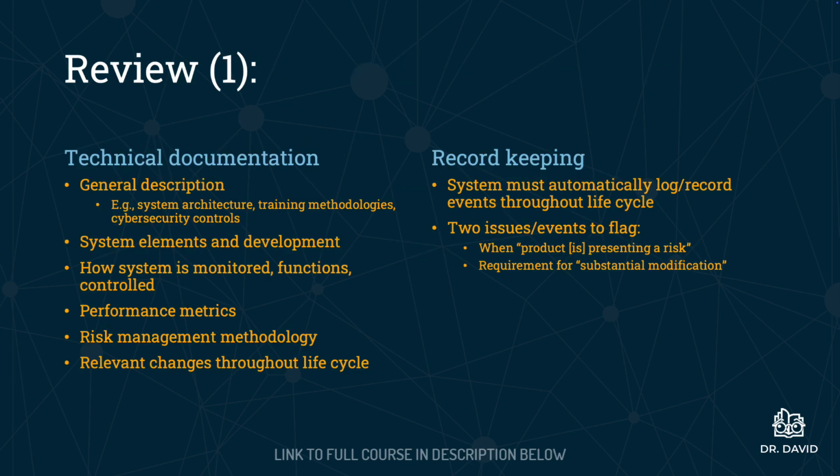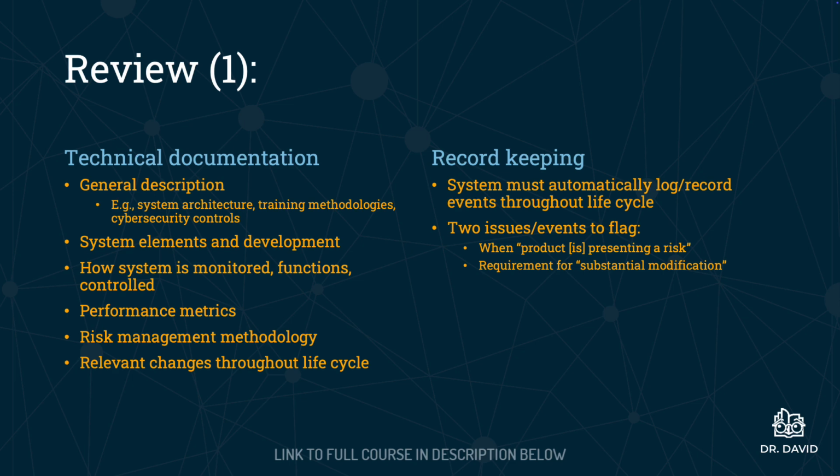In this lecture, we went over Articles 11 and 12 of the EU AI Act. Article 11 concerns technical documentation, and this documentation should provide a general description of the system elements and development, how the system is monitored, how it functions and is controlled, the system's performance metrics, risk management methodology, and relevant changes throughout the life cycle. Concerning record keeping, the system should automatically log or record events throughout the life cycle.